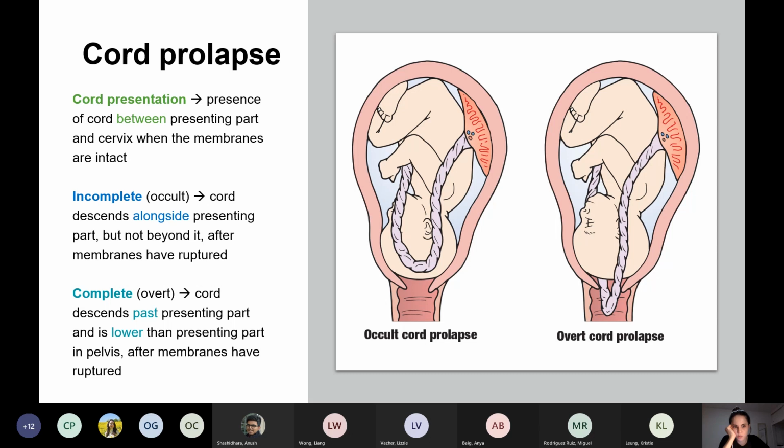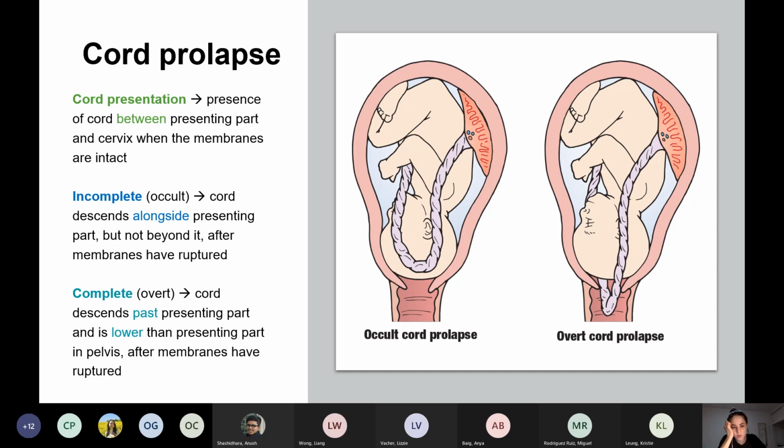There are three different types really. There's cord presentation, which is the presence of the cord between the presenting part and the cervix when the membranes are intact. This is before the membranes have ruptured, so the baby is up here and the cord is here, but the membranes are intact, so the baby's not ready to be delivered just yet.